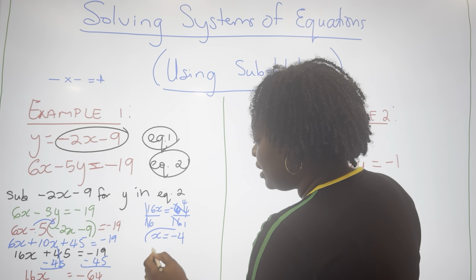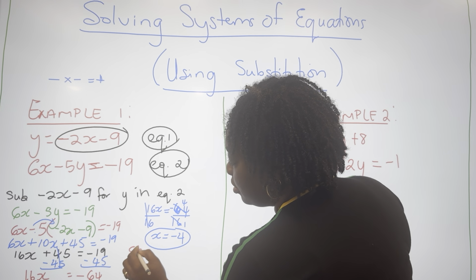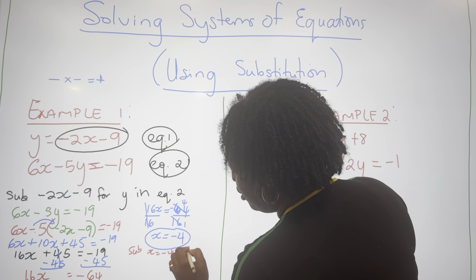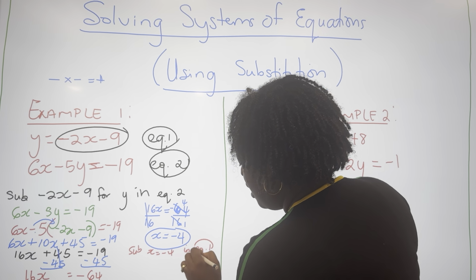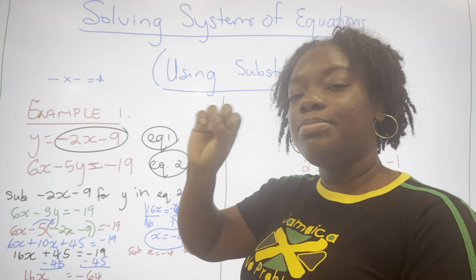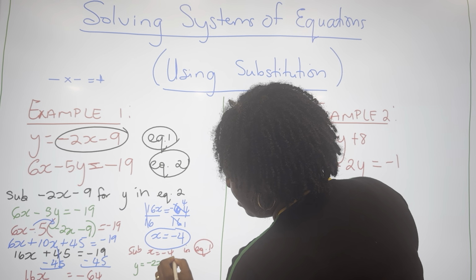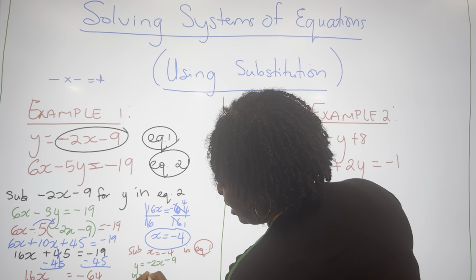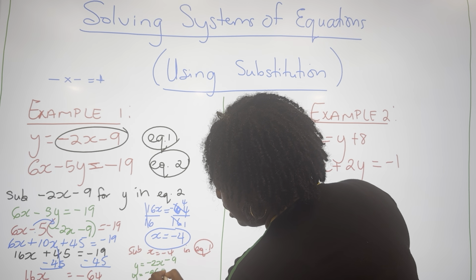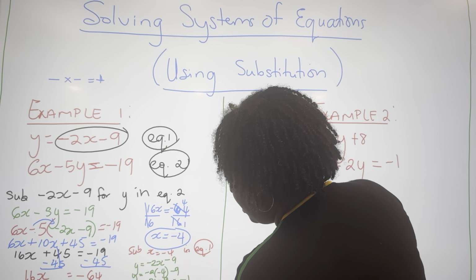All right, so now that I know that my x is negative 4, I'm going to sub x equals negative 4 in equation 1. And you could go ahead and sub it into any of the equations, but because equation 1 looks a little bit simpler, I'm going to sub it in equation 1. So let's do that. So that's y equals minus 2x minus 9. Anywhere I see x, I'm going to write minus 4. So y is equal to 8 minus 9, which is equal to minus 1.